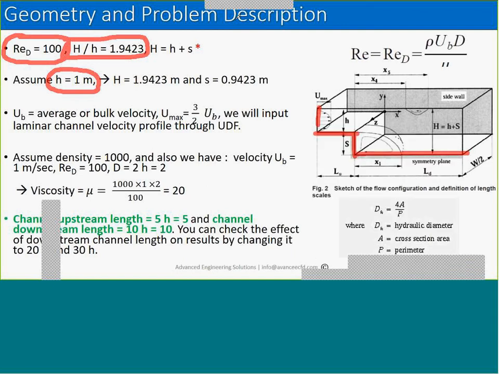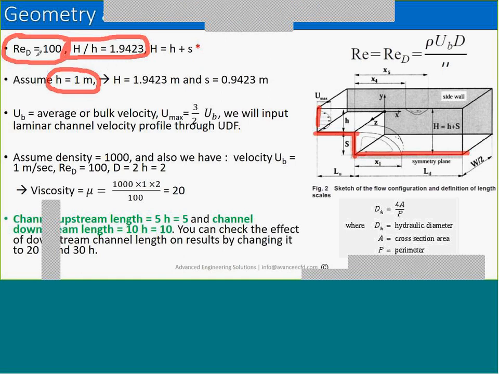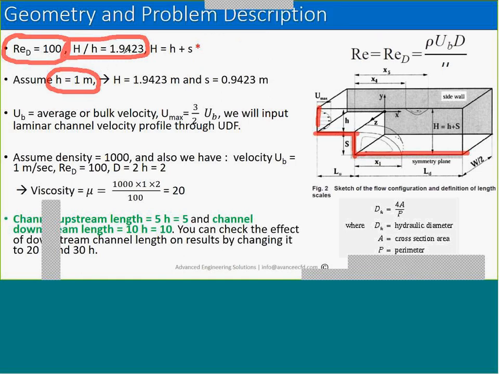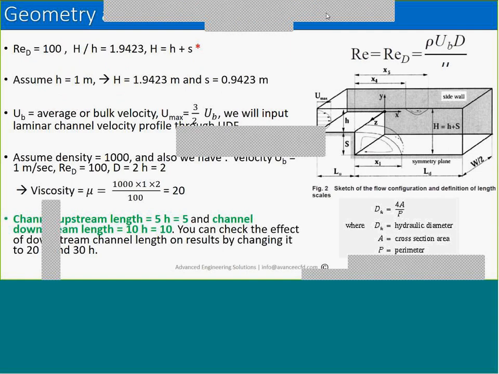Okay, thank you. So we have the Reynolds number 100 and H by h is equal to 1.9423. So we chose h equal to 1 meter. It's an arbitrary choice, but it does not make any difference as long as the Reynolds number is the same and the expansion ratio is the same. You can choose 2 meters, and in that case you will have a different capital H value. So I thought it's simpler to play in the units.